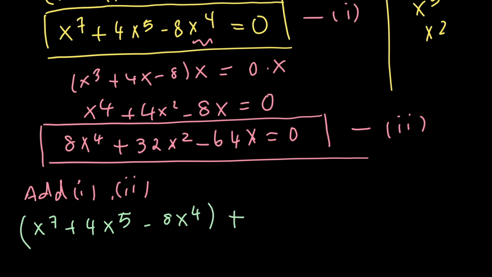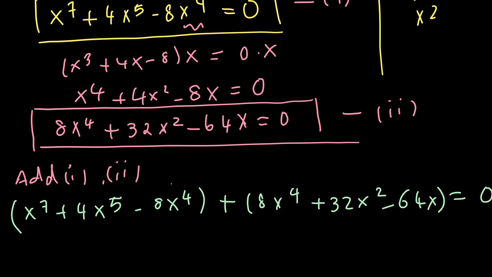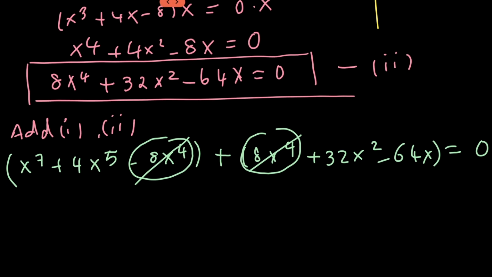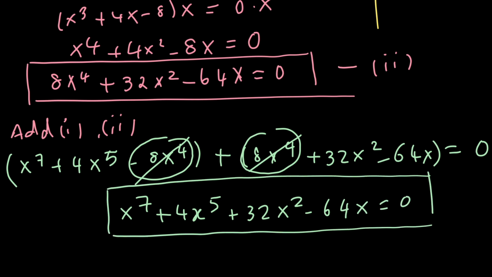Now this thing added with the left hand side of the second equation, that is 8 times x to the power 4 plus 32x squared minus 64 times x, and this thing equals 0 plus 0, that is going to be 0. Now on the left hand side we can see negative 8 times x to the power 4, positive 8 times x to the power 4 can be cancelled out. So what is finally remaining is x to the power 7 plus 4 times x to the power 5 plus 32 times x squared minus 64 times x equals 0. So here we have got one of the important equations, so I am writing it down over here.